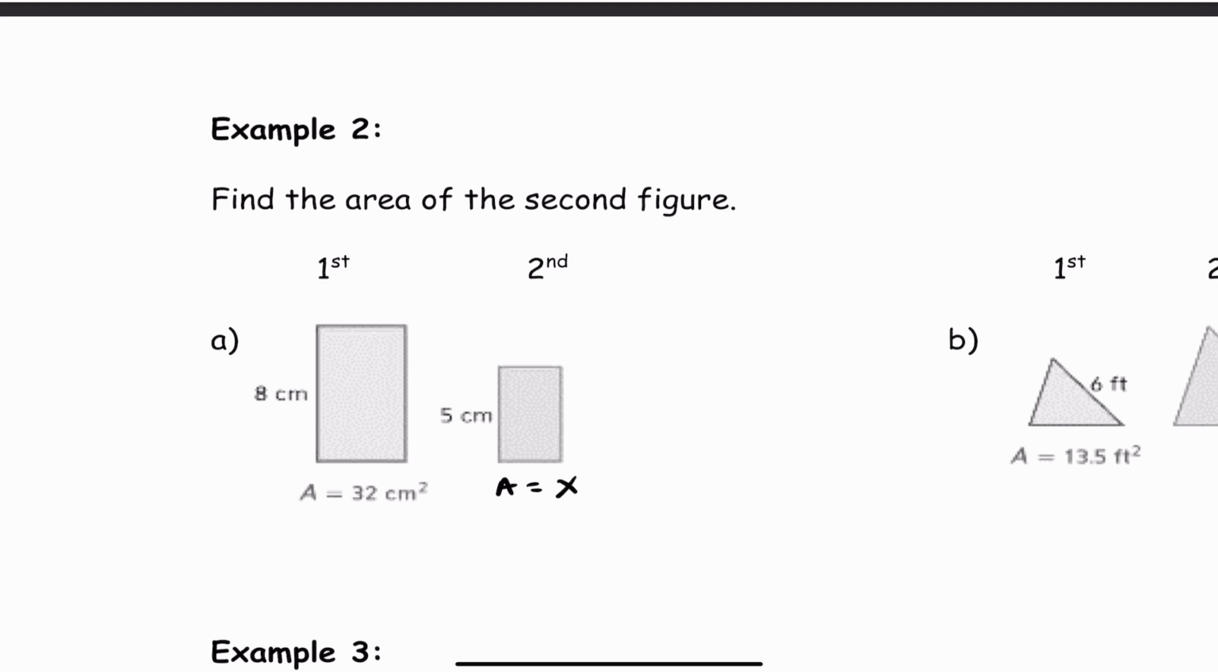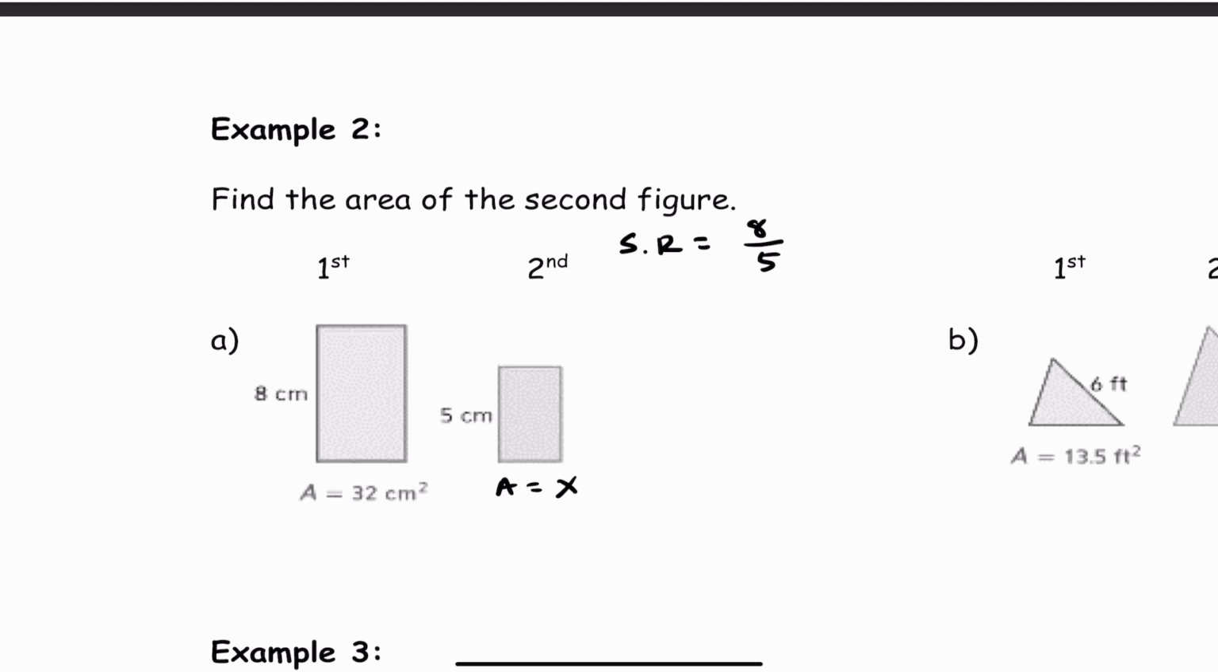That's our unknown. All right, so the first thing that we need to do is figure out the scale ratio. So I'm going to write scale ratio, and we're going to go from the first figure to the second figure. So what's my scale ratio? 8 over 5. So 8 to 5. Now ask yourselves this. 8 over 5. Can I simplify this? Yes or no?